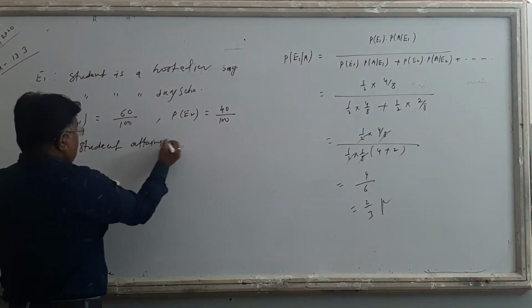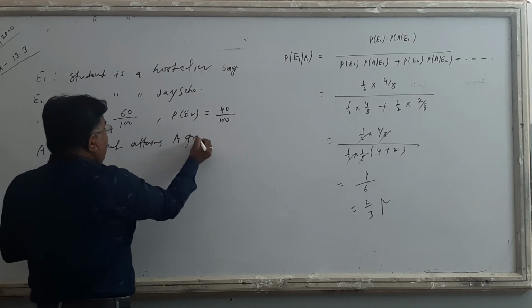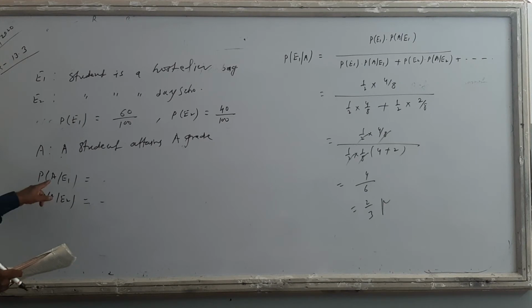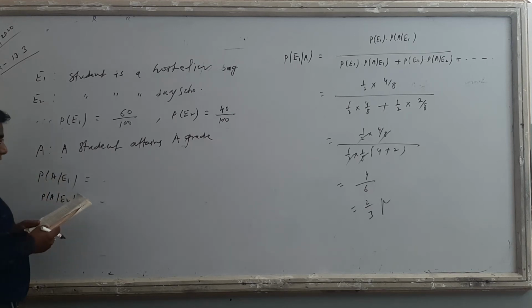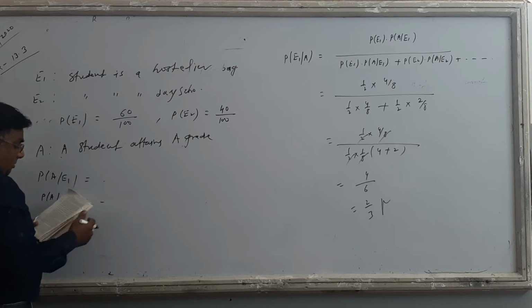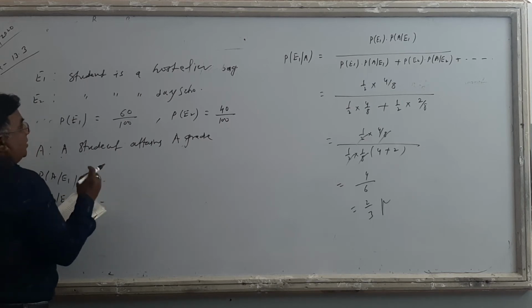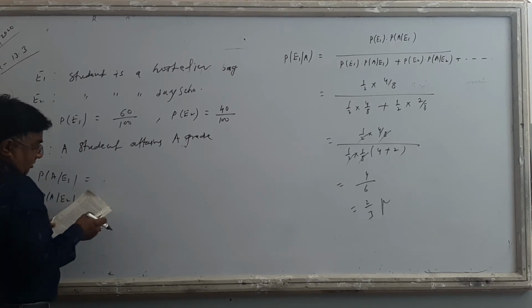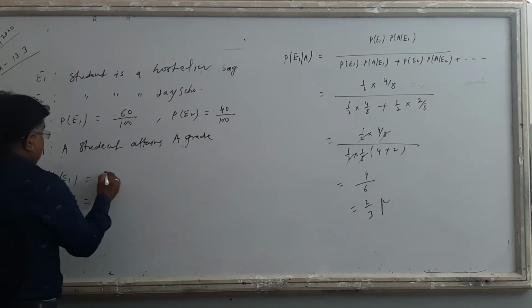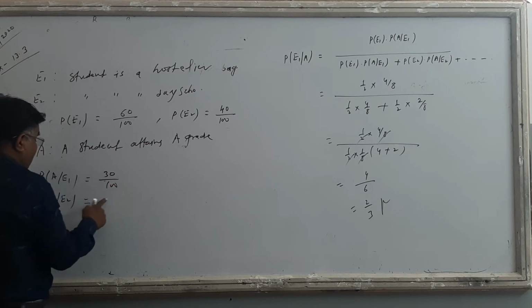Those who got A grade, now getting A grade, that is P of A by E1. Now A by E1 means you have to define the probability of A grade among students who reside in hostel and got A grade, and this is very clear in the report of previous year result. This is 30% of the students who reside in a hostel, 30%, so 30 by 100. And P of A by E2 is already given as 20%, it is 20 by 100.